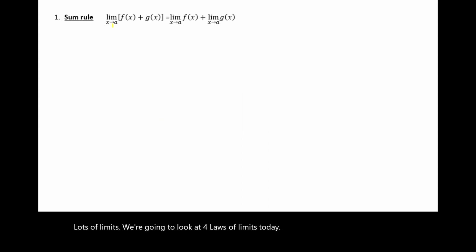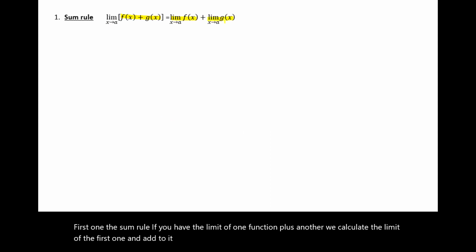Laws of limits. We're going to look at 4 laws of limits today. First one, the sum rule. If you have the limit of one function plus another, we calculate the limit of the first one and add to it the limit of the second one.